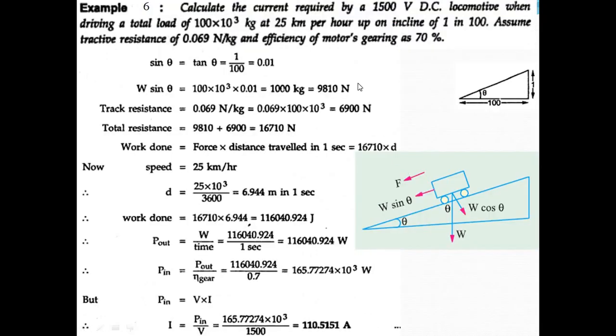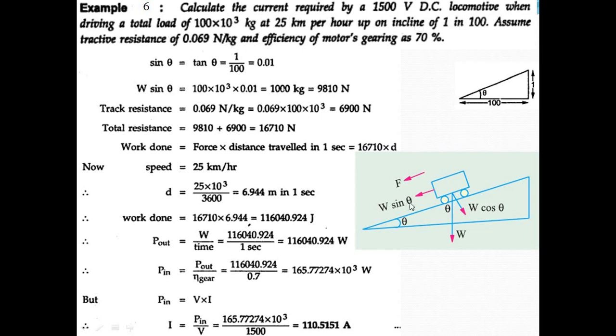Now this is another type of problem. This is based on a mechanical system. Calculate the current required by a 1500 volt DC locomotive when driving a total load of 100 into 10 raised to 3 kg at 25 km per hour up an incline of 1 in 100.